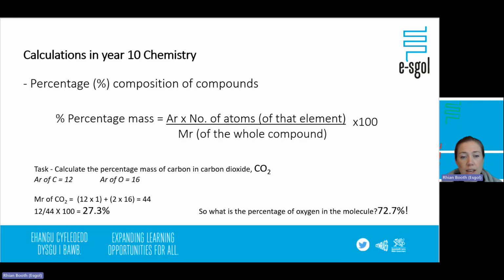27.3%. Now, if you were to be asked then, well, what about the percentage of oxygen in the molecule? You wouldn't need to do all of that calculation again because, as you know, percentage is out of a total of 100. So 100 take away 27.3, which is how much carbon there is, will leave you with 72.7%, which must be how much oxygen there is.